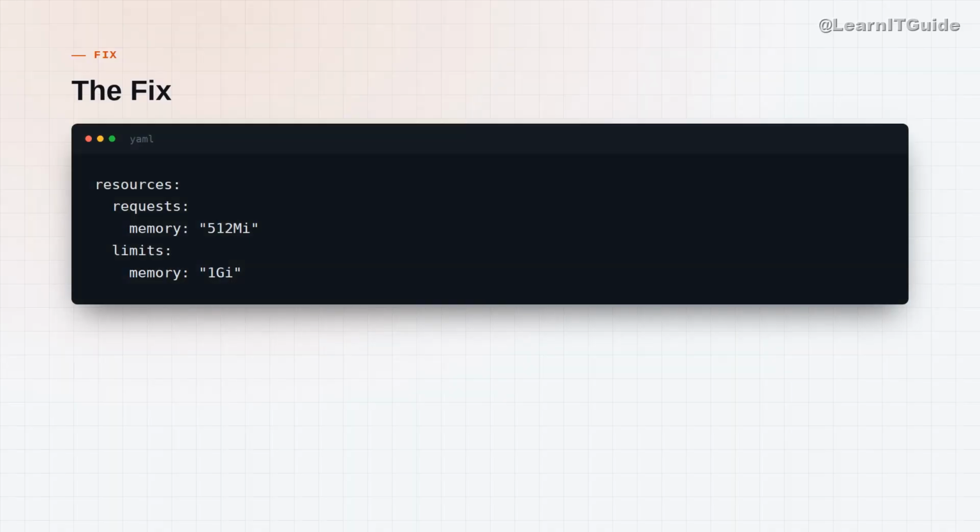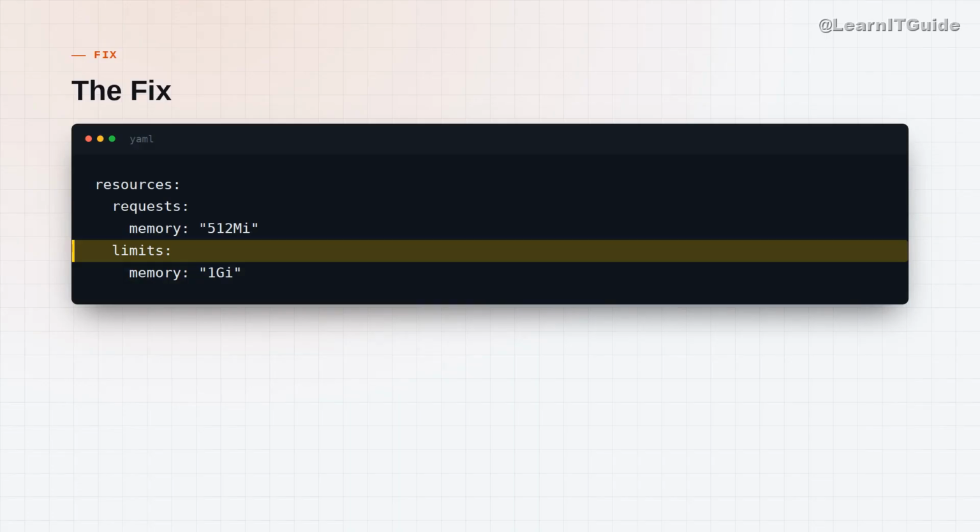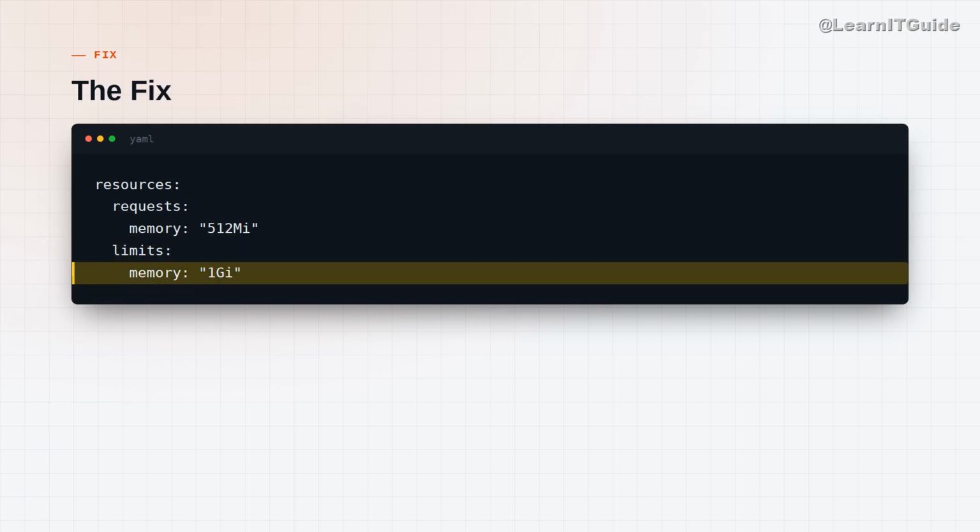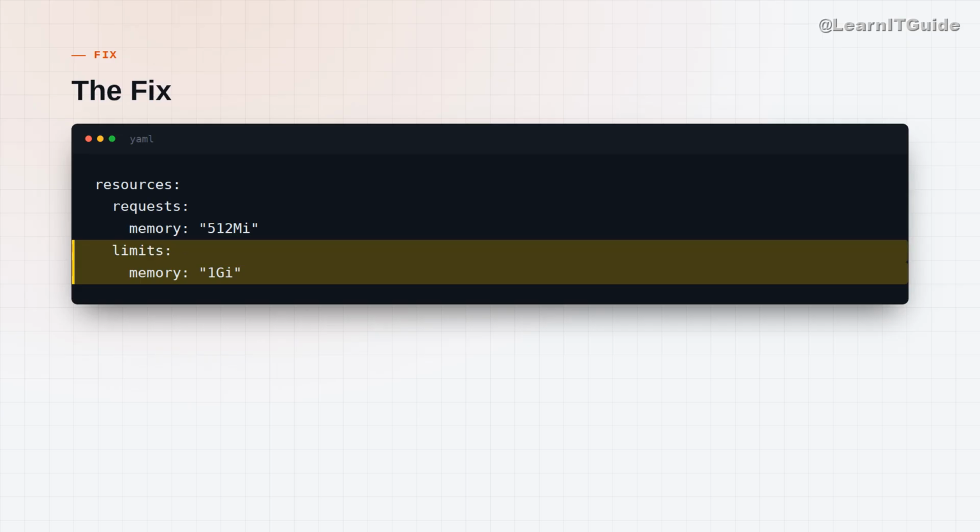The fix is to analyze your application's memory profile and increase the limit. If your app is hitting a ceiling of 256 megabytes, bump it to 1 gigabyte as shown here. Always monitor your memory usage with metrics tools like Prometheus before blindly increasing limits. Otherwise, you might just be masking a memory leak that will eventually crash the system again.